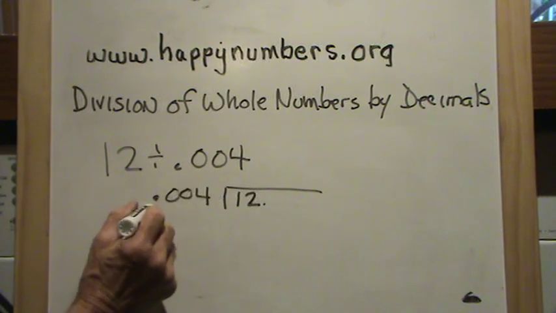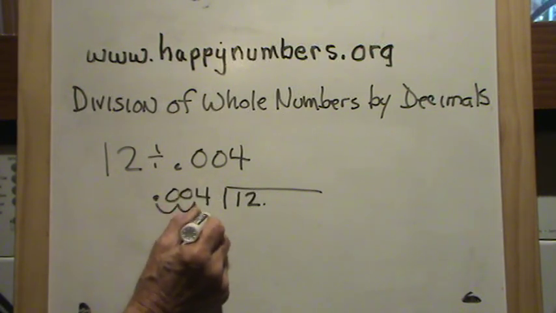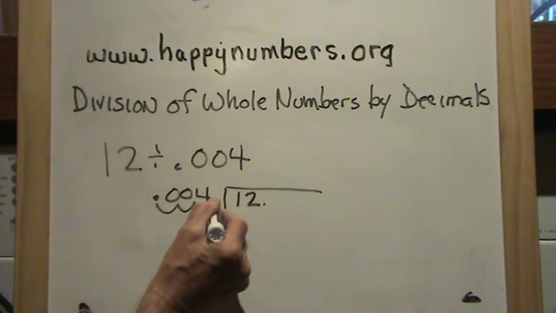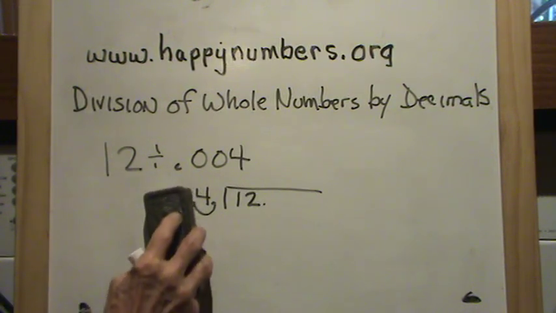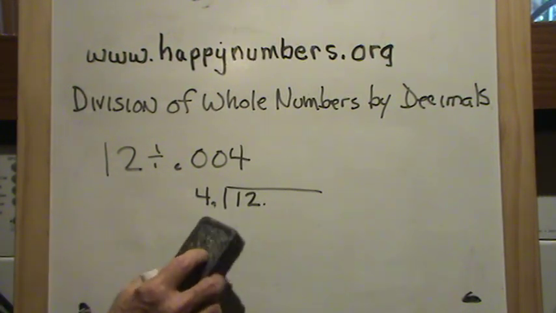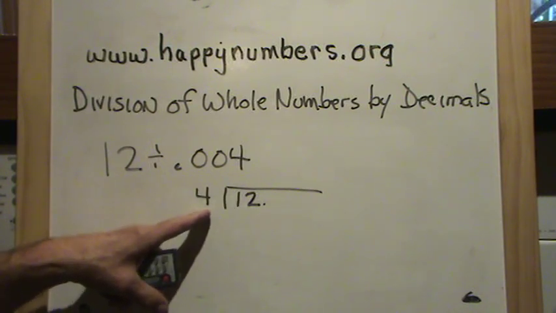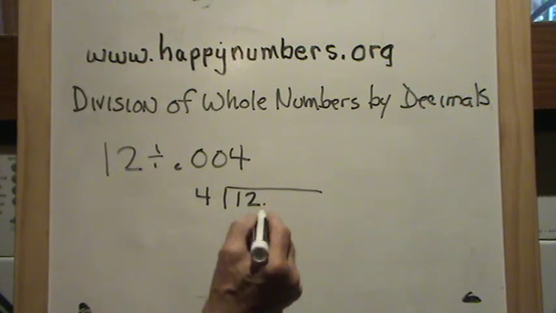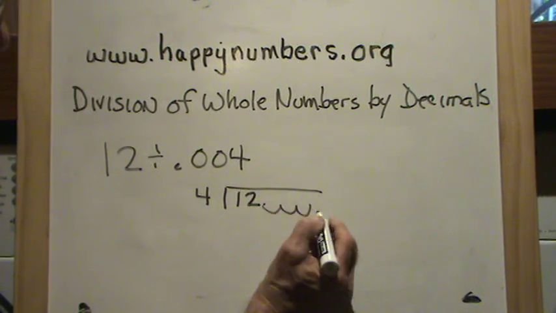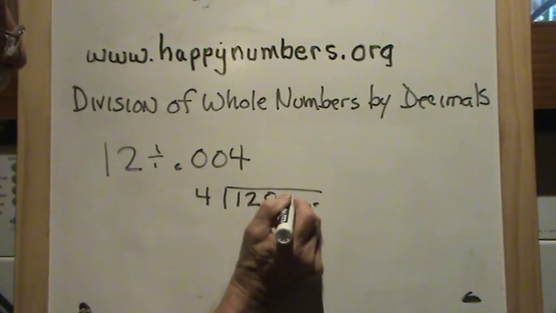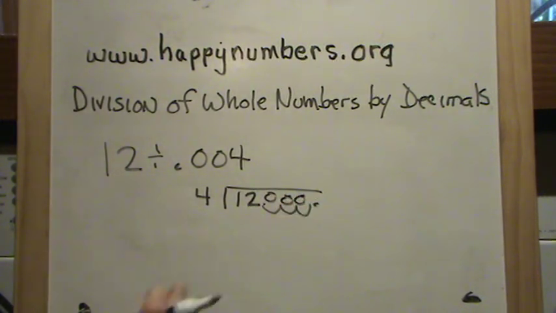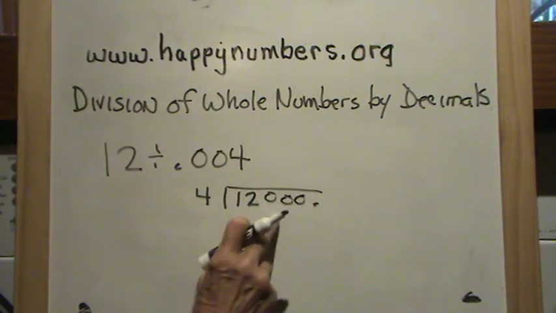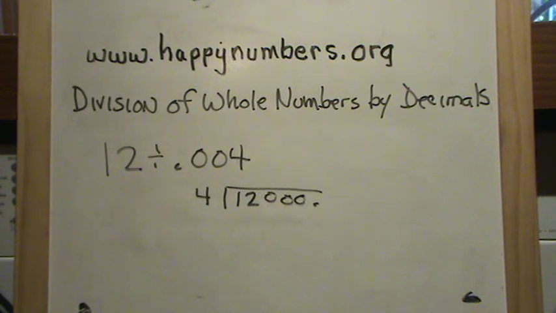To do that, I have to move the decimal 1, 2, 3 places so that the decimal actually comes here. So these zeros go away. And since this is a whole number, I don't even put the decimal there. I've moved my decimal 3 places, so I have to move this temporary decimal 3 places, 1, 2, 3, to here, and then I have to put in 3 zeros as placeholders. So now the problem becomes 4 divided into 12,000.